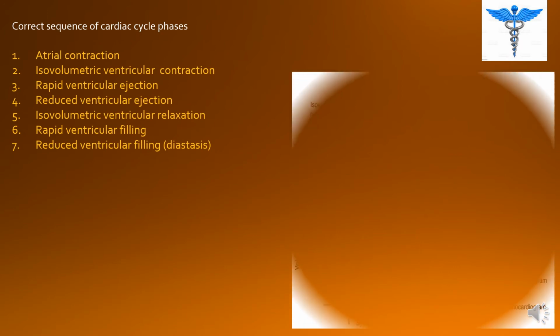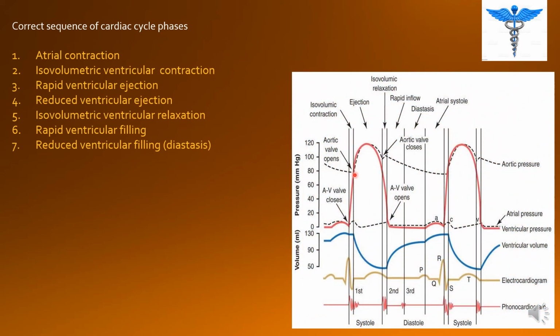Okay, now we are going to discuss a very essential question, and that is the correct sequence of the cardiac cycle phases. Here you can see the 7 phases, and it has to be discussed from this figure. This is the first phase, and this is the atrial contraction. Now when the SA node is stimulated, the SA node depolarizes the atria. Once the atria are depolarized, the depolarization is shown by the P wave in the electrocardiogram, right? That depolarization causes atrial contraction, and the blood is poured into the ventricles through the atrioventricular valve.